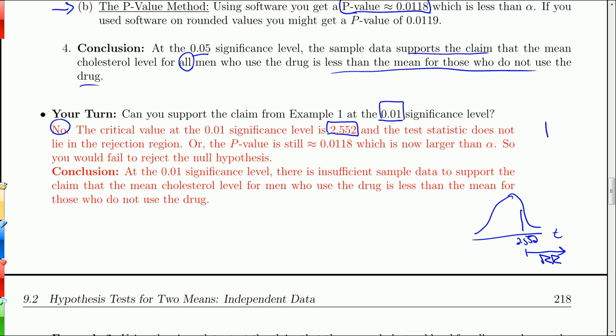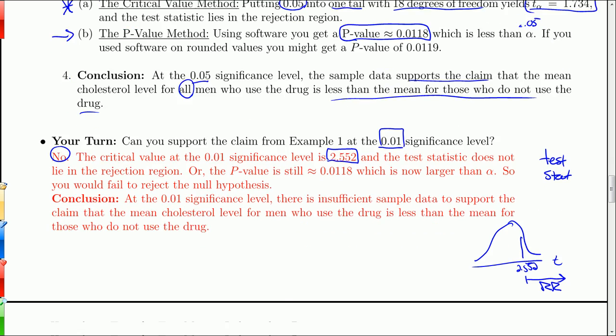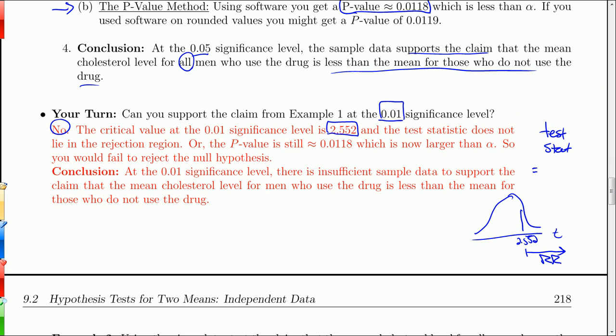The test statistic is right up above us here. It's 2.473. And if you notice, the test statistic is just over here. It is not in the rejection region. So the test statistic is not in the rejection region.